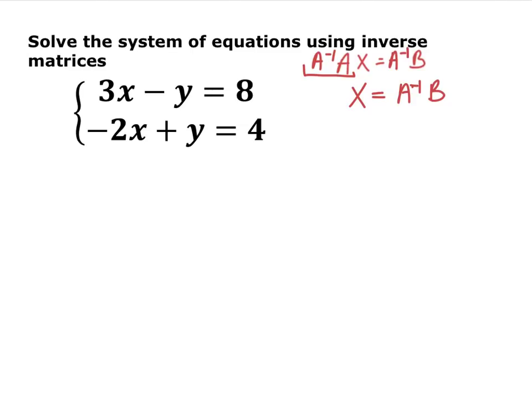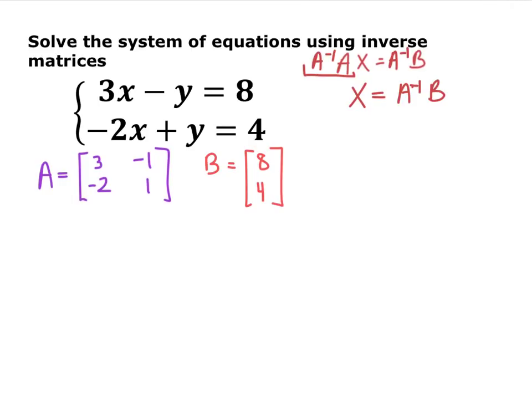That same idea relates to these matrices, where matrix A is your coefficient matrix. In this case, it's 3, -2, -1, 1, just the coefficients of your x's and y's. Matrix B is your answer matrix. In this case, it's a 2 by 1 matrix, 8, 4. X is the 2 by 1 matrix, x, y.